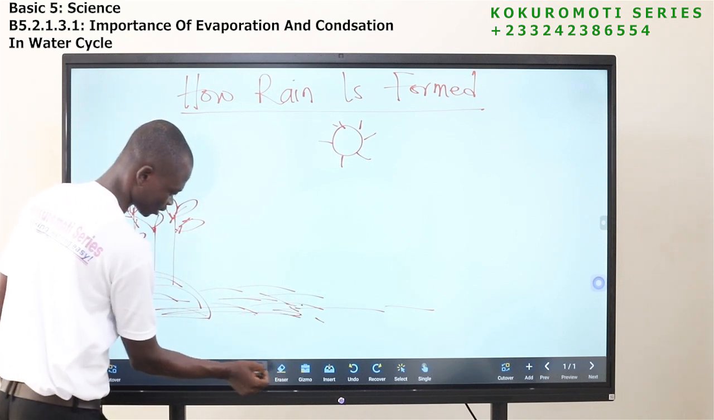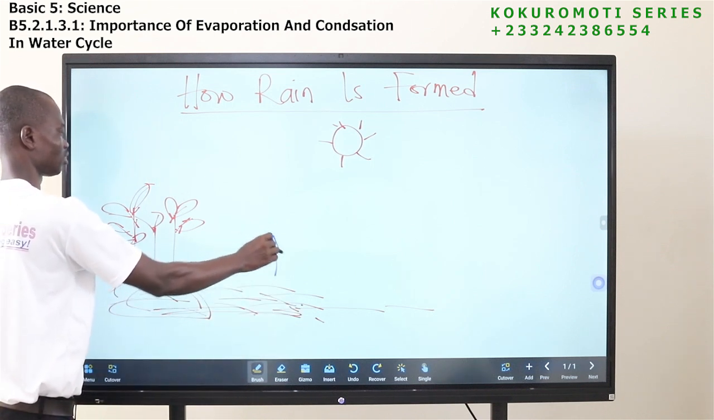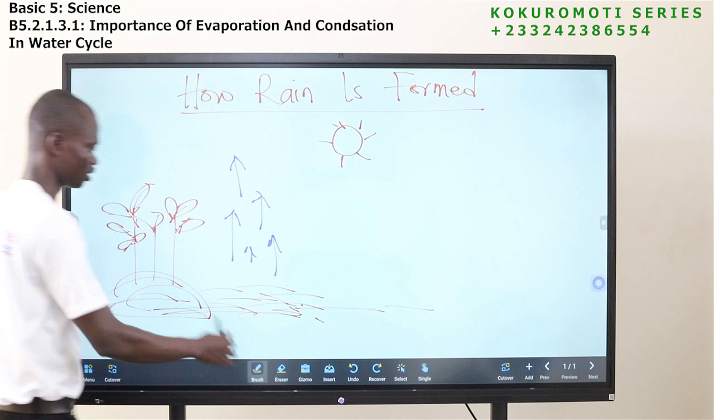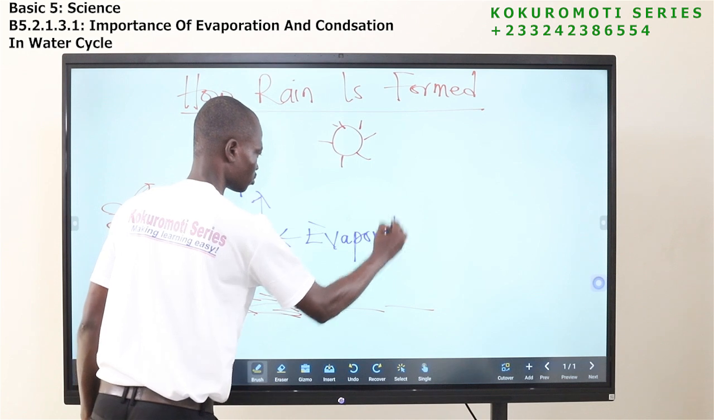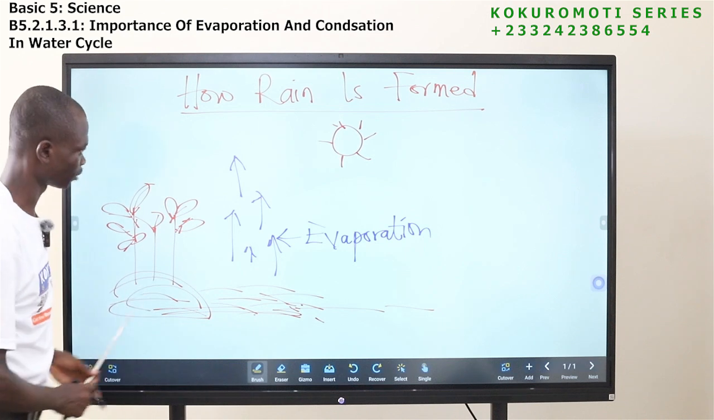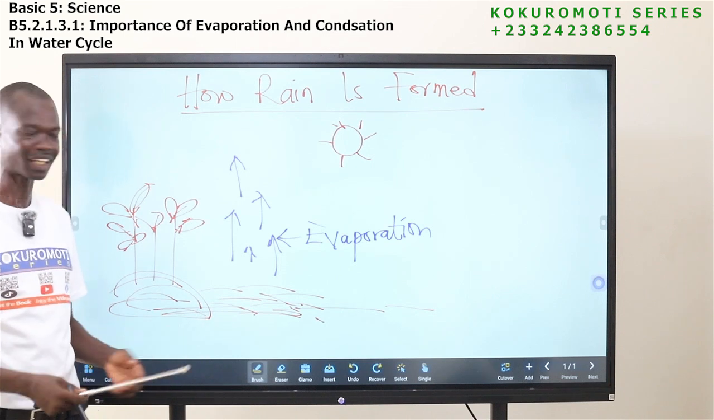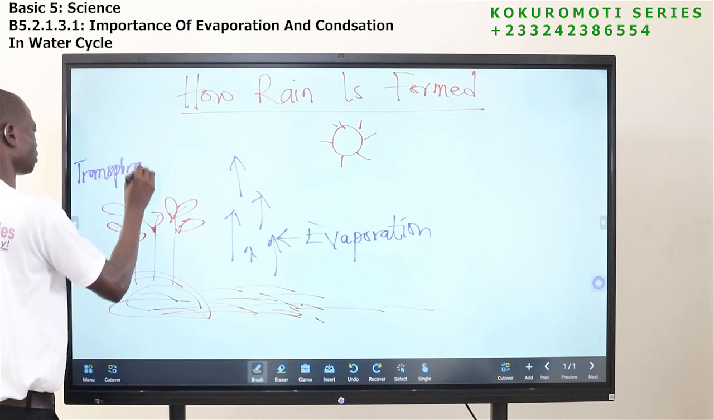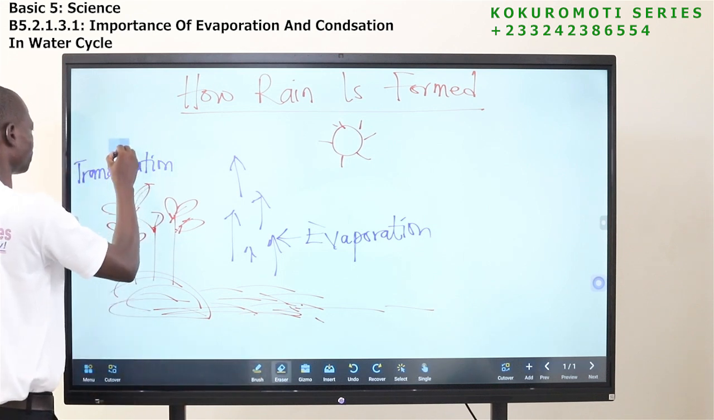So the water will change to what? Vapor. And then go into the atmosphere. So this is water vapor going into the atmosphere. Have you seen it? That is called evaporation. That is when water is changed into water vapor. Okay. Now, the plants here, they also lose water into the atmosphere, and that process is called transpiration. That is also called transpiration.